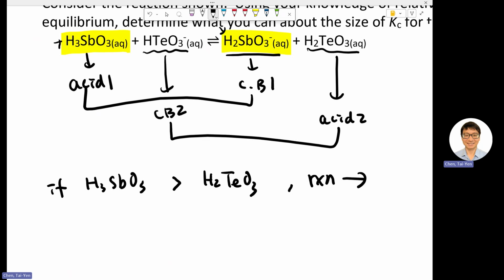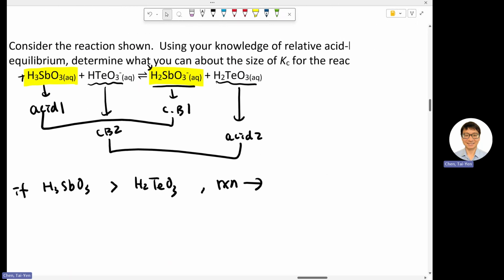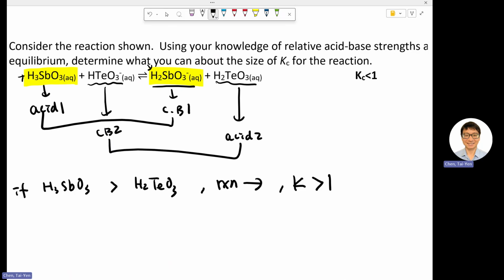If the reaction is pushed to the right, that means your K is going to be larger than 1, right? Because you can consider K as the ratio of product over reactant. So if that is true, then your K should be larger than 1. If it's smaller, then your K will be less than 1. If they're the same, then K equals 1. Make sense?